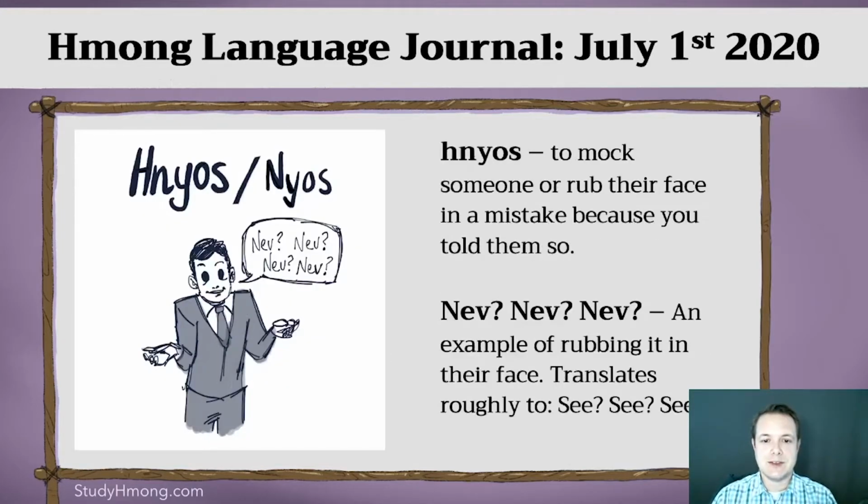I like this one a lot. Nyo, or the Green Hmong, nyo without the H, to mock someone or rub their face into a mistake because you told them so. So again, it describes the act. It's not a word you use to rub something into somebody's face. It just describes the act of doing it. So in the picture there, there's the example nay. It's kind of like the English, saying something like see, and like, what did I tell you? So you can use that again as you will to mock or to rub in someone's face, hopefully with discretion.